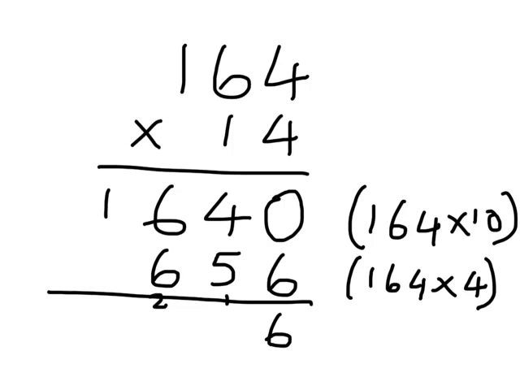0 add 6 is 6. 4 add 5 is 9 tens. 6 add 6 is 12 hundreds. That's 2 hundreds and 1,000. 1,000 plus 1,000. So the final answer is 2,296.